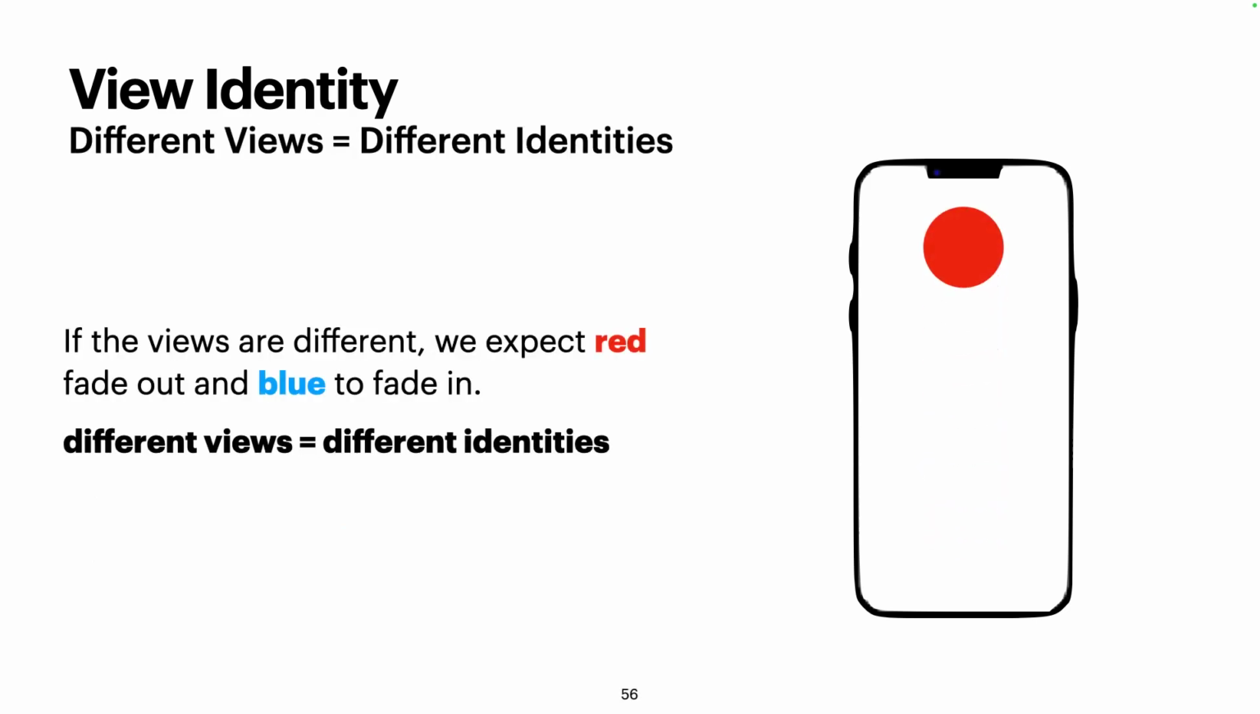If they're different views, they have different identities. Again, I want a blue circle here in the result, but if they're different, the behavior of the red circle going down or becoming that blue circle is different. Instead, it just transitions because they're different views.